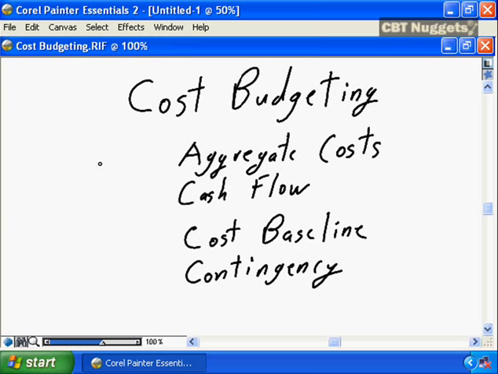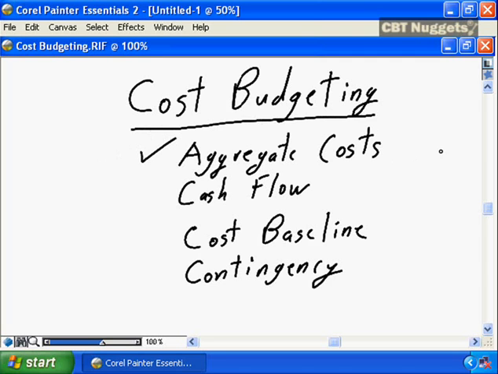The final step in project budget definition is to develop your actual project budget, or as the PMBOK defines, cost budgeting. The first and most obvious step is to aggregate the costs. Sum all of the costs for each of the elements of the work breakdown structure that you developed during the previous step will result in your project budget.